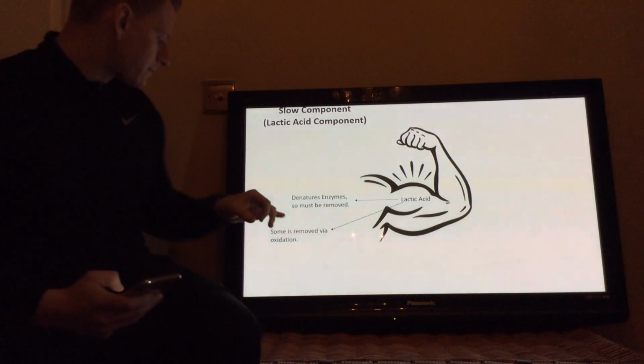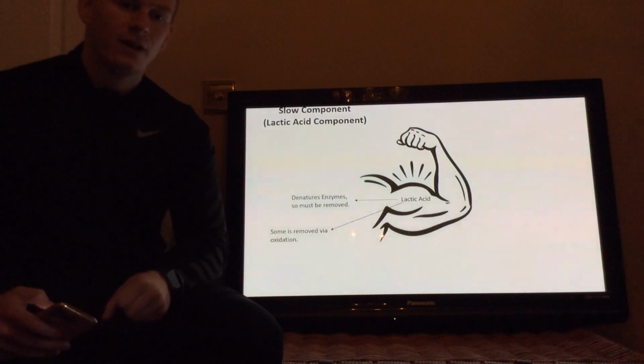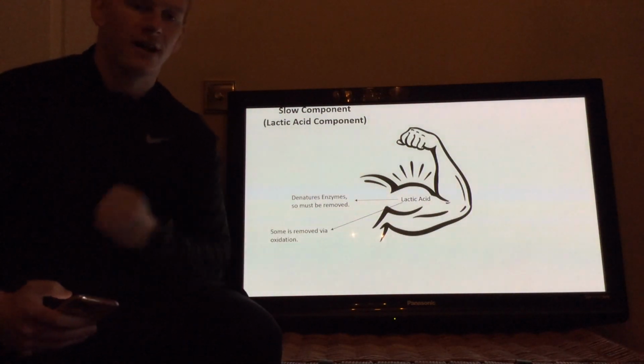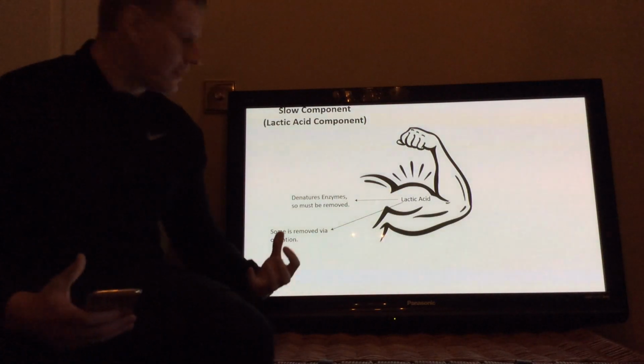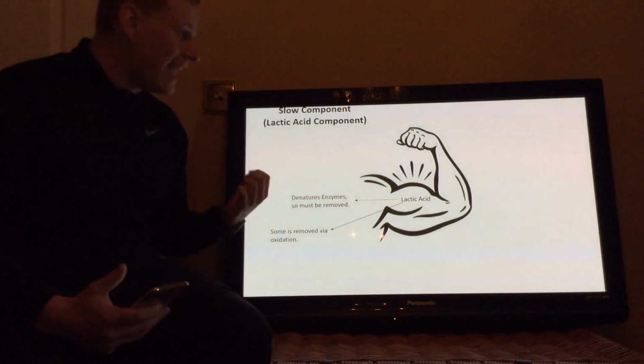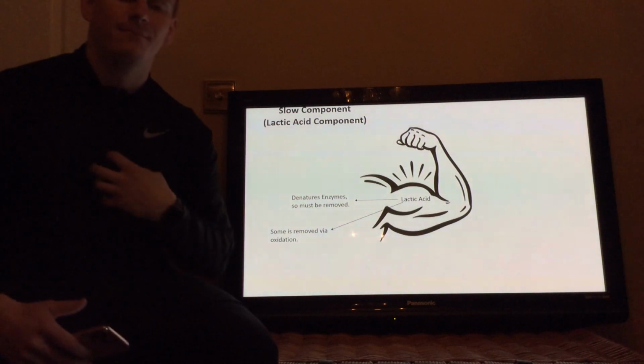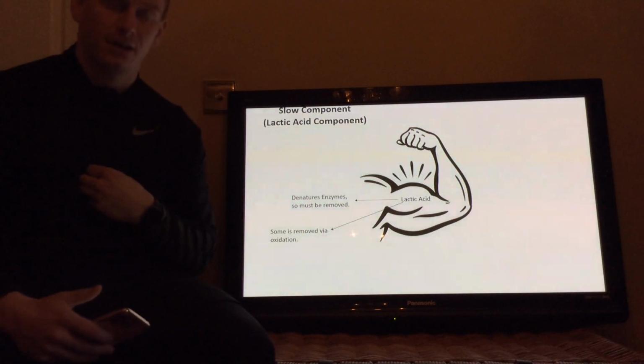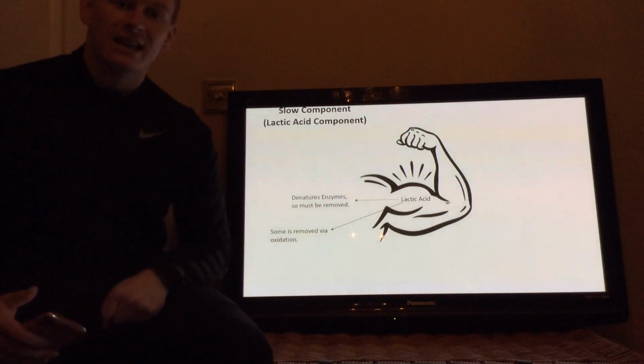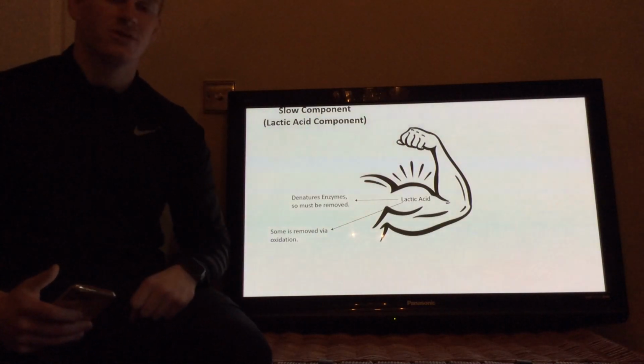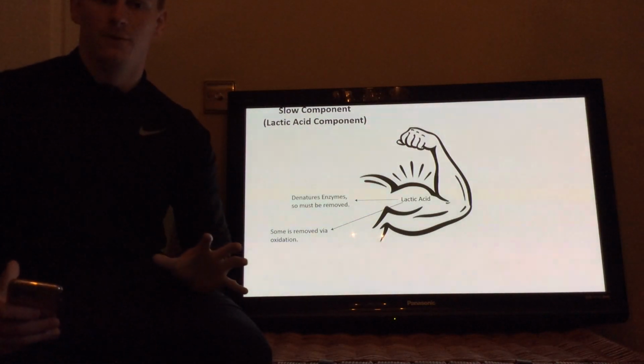And we associate it being removed via oxidation. All you need to think about is that that excess oxygen that I am breathing in during this period of time, the lactic acid will be exposed to oxygen, therefore removes it.